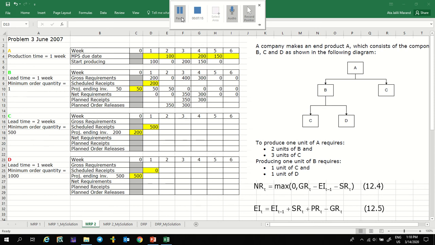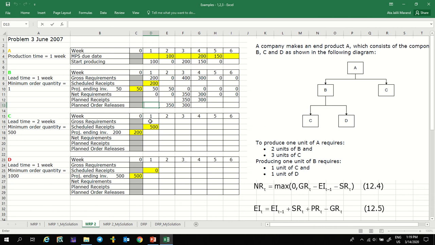Now we can move to the next table, which is for component C. As you can see here in this product structure tree, component C is used for producing product A and also for producing component B. So the requirements for C stem from the requirements for A and also the requirements for B.